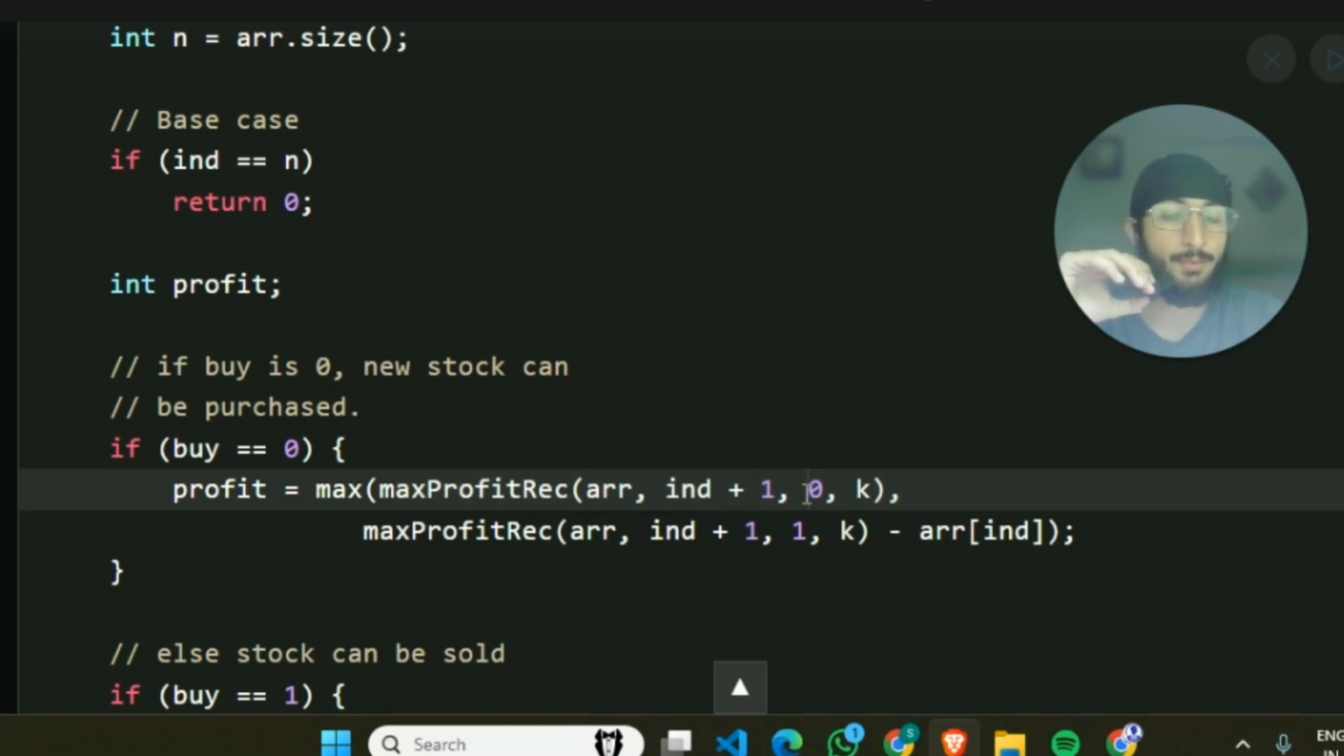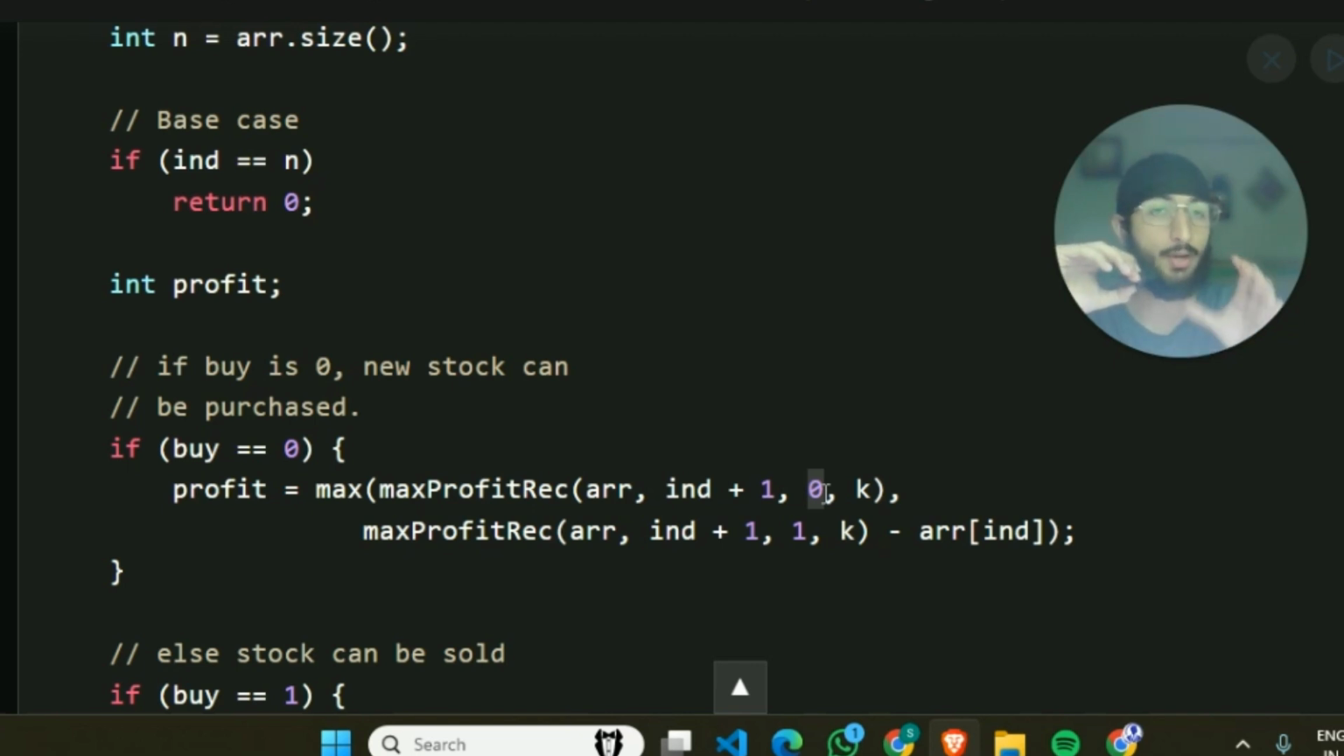And if we are moving to the next day without buying, we just keep the buy state as 0 only, because now we have not yet bought any stock on this day. So we have the possibility of buying the stock on the next day as well. So that is why we keep the buying state as 0. And for maximum profit, we have a choice between this, either skipping or buying that stock.